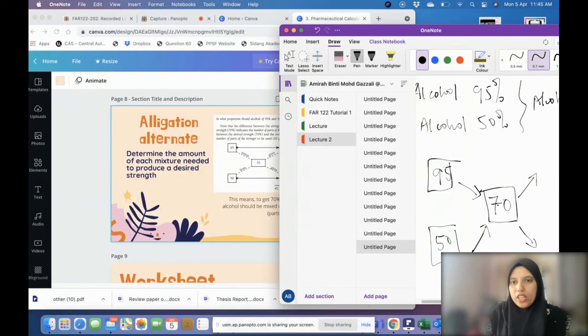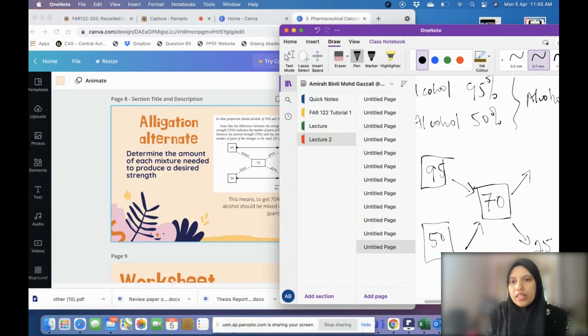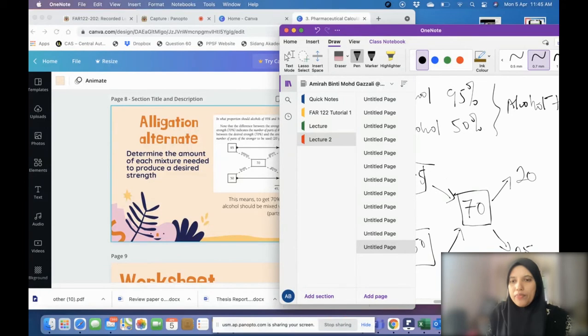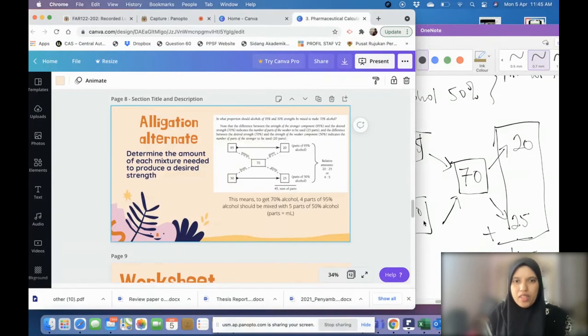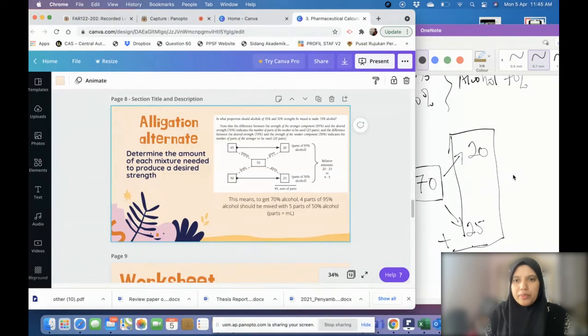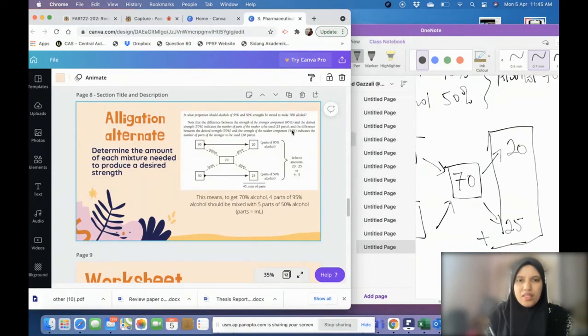So in this alligation method, you would need to subtract between 95 and 70, which will be 25. 95 minus 70, the difference is 25, and 70 minus 50, the difference is 20. So here, the total of these two would be 45. Okay, so from here, you would know that 20 parts of alcohol 95 would be needed in the mixture, and 25 parts of alcohol 50 would be needed in the mixture. So the relative amount is 20 to 25 or 4 to 5.